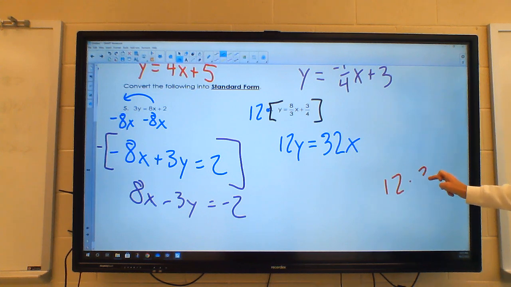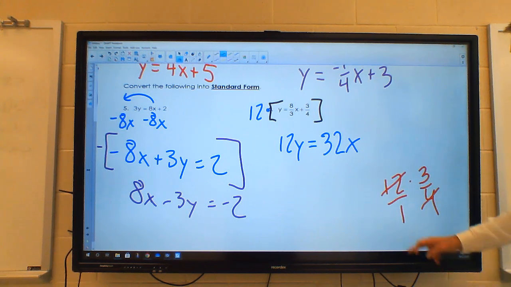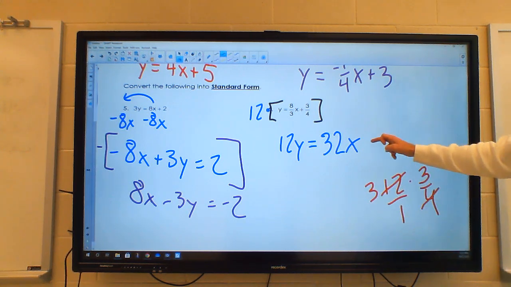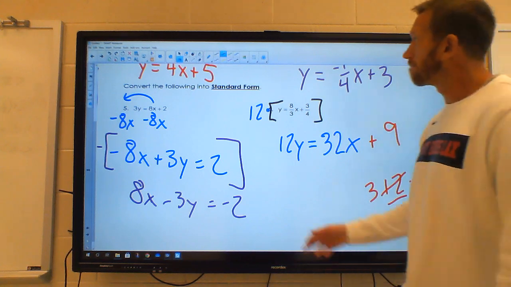So we've got 12 times 3/4 now. Again, do the same thing. 12 is really 12 over 1. We can cross simplify now the 12 and the 4 to make 3. 3 times 3 is plus 9. Okay?